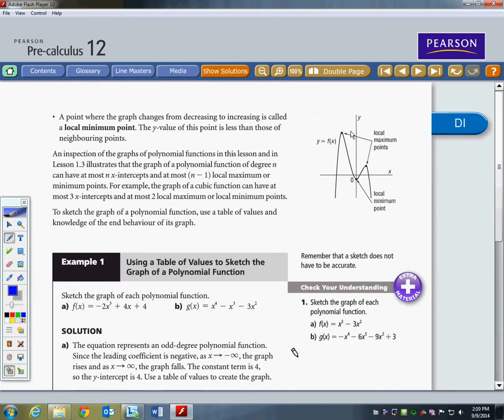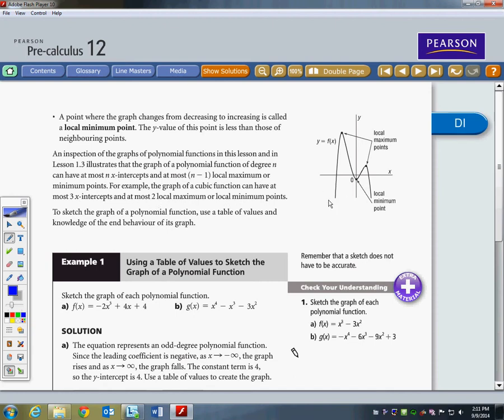Talking about local maximums and local minimums, or another word I was using was turning point, and this is stating explicitly what I said before. An inspection of the graphs of the polynomial functions in this lesson and in the previous one illustrates that the graph of a polynomial function of degree n can have at most n x-intercepts and at most n minus 1 turning points, local maximum or minimum points.